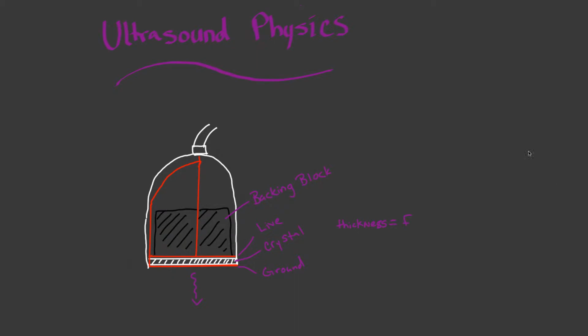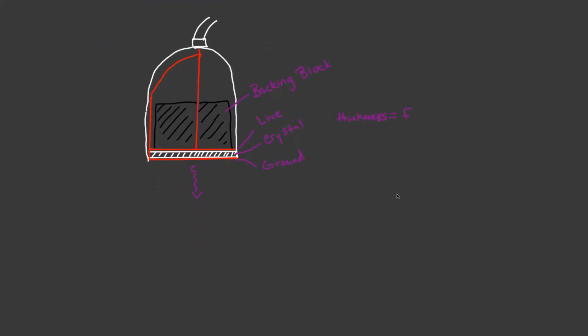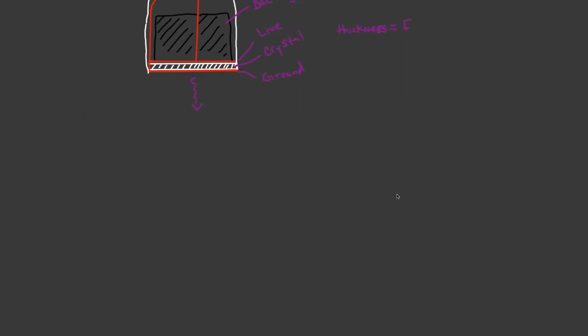Now, there are several properties of sound that we need to talk about. So, the first of which is what's called propagation speed. So, propagation speed is really determined by the medium. So each medium will have the same propagation speed.